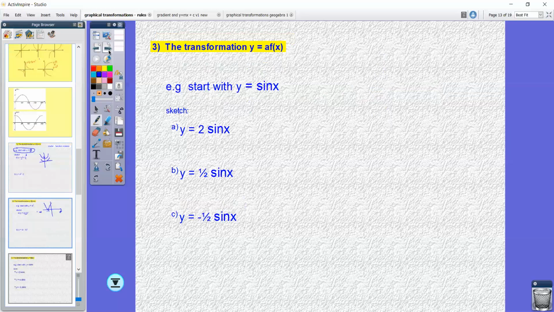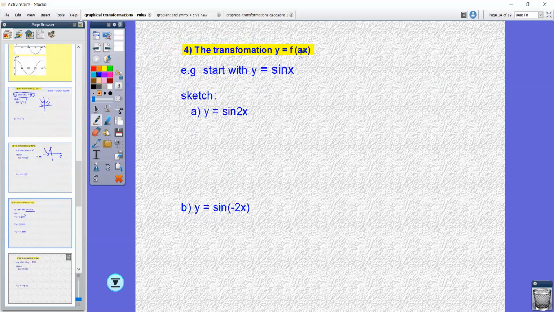Next one, f of x, affecting the x or y coordinate here. Well, I've used sine x here, so they sketch y equals sine x. What's happened to the y coordinate now? The y coordinate's been multiplied by 2. So all the y coordinates are multiplied by 2. And the reason I use sine x is because you get that stretch in both directions with that. So that affects the y coordinate.